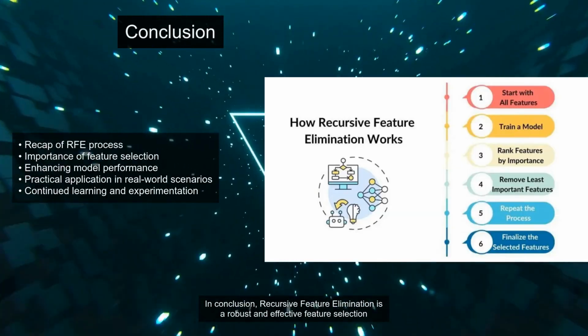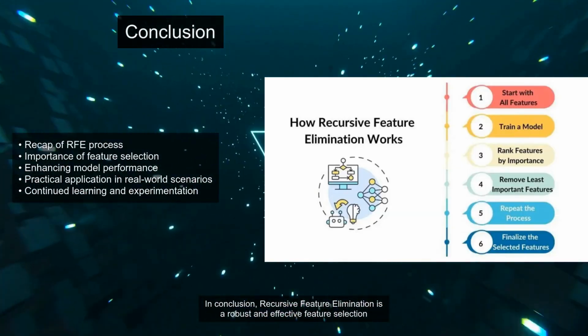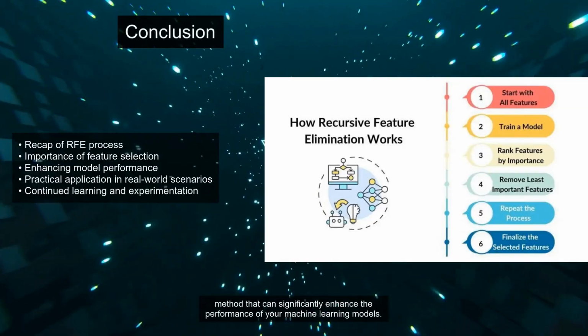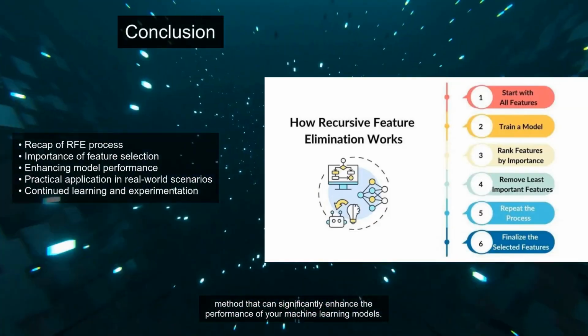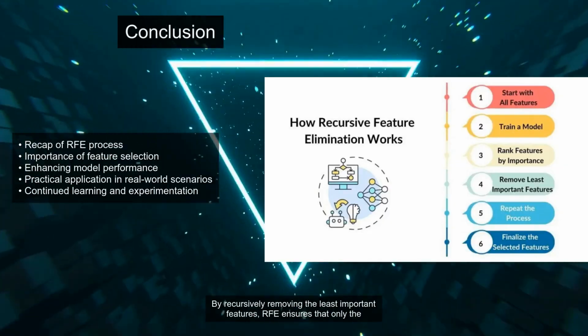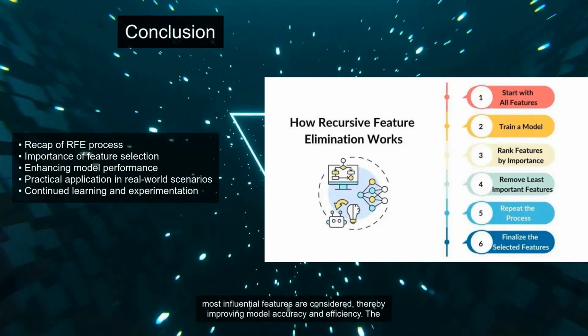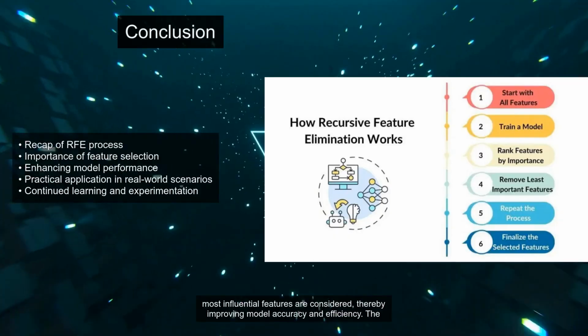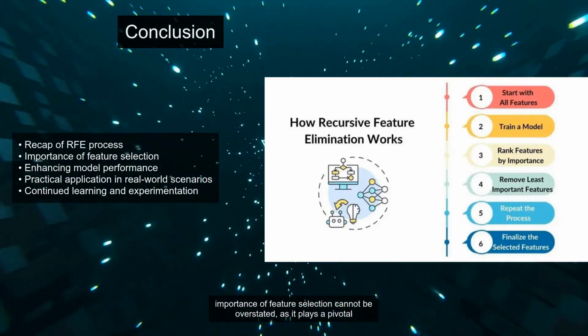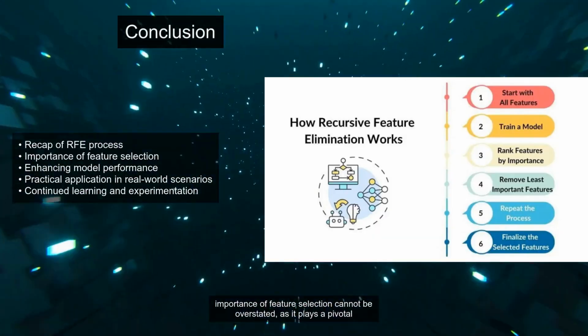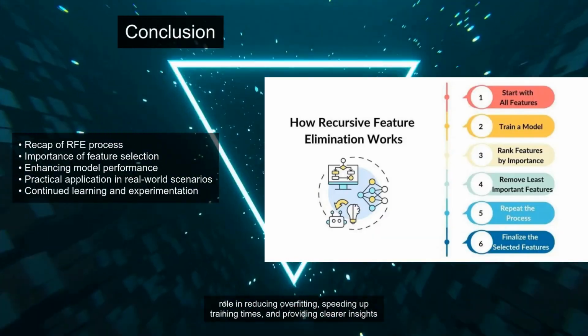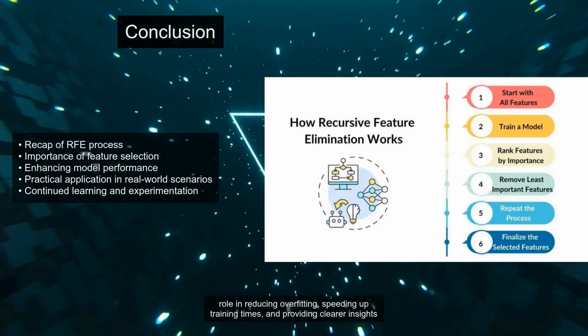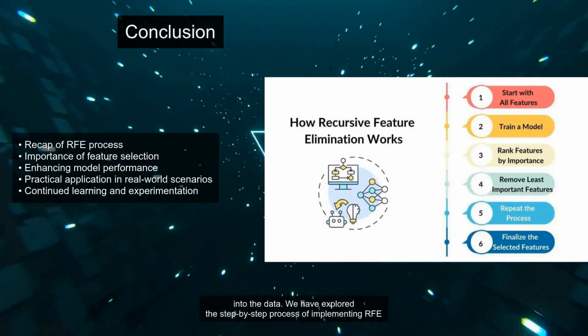In conclusion, recursive feature elimination is a robust and effective feature selection method that can significantly enhance the performance of your machine learning models. By recursively removing the least important features, RFE ensures that only the most influential features are considered, thereby improving model accuracy and efficiency. The importance of feature selection cannot be overstated, as it plays a pivotal role in reducing overfitting, speeding up training times, and providing clearer insights into the data.